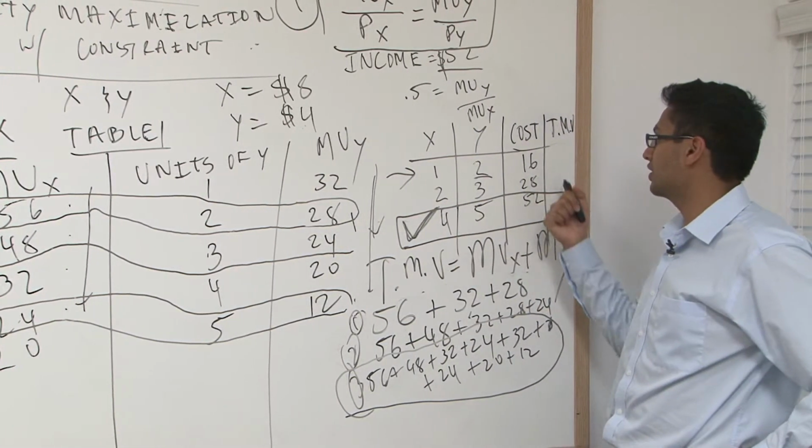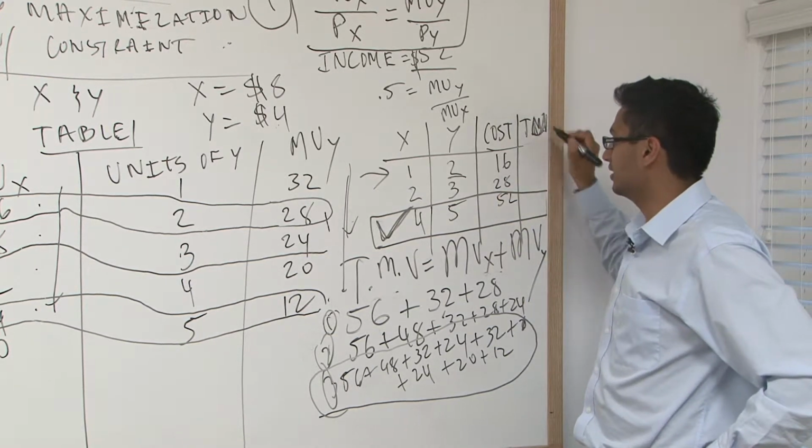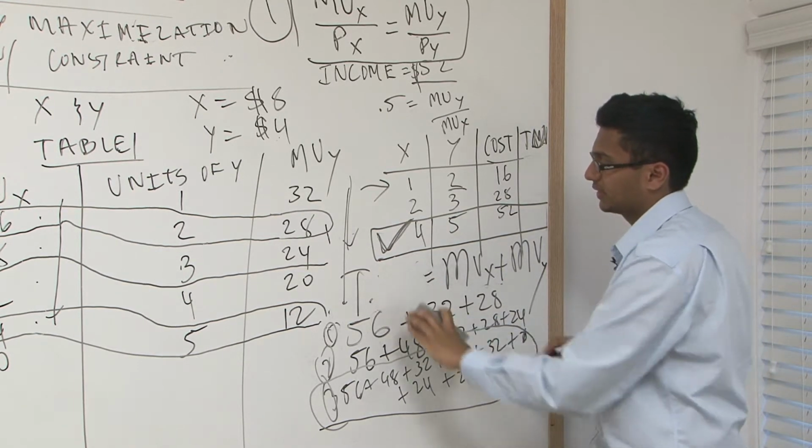But the thing one has to realize is, by the way, guys, this is total utility, okay? I'm sorry if I said total marginal utility. This is actually total utility, okay? Total utility. I don't mean total marginal utility. This is actually total utility, okay?